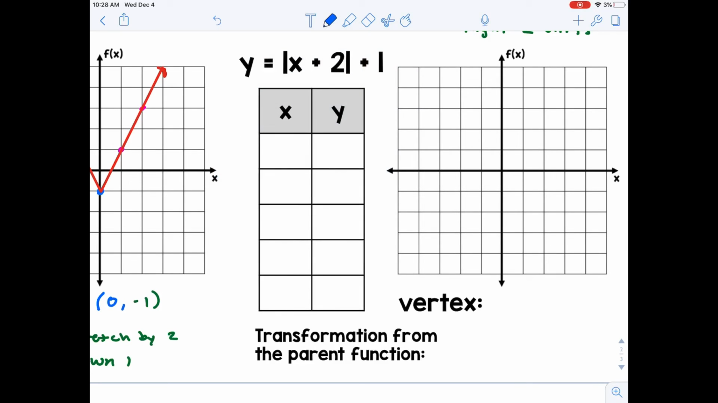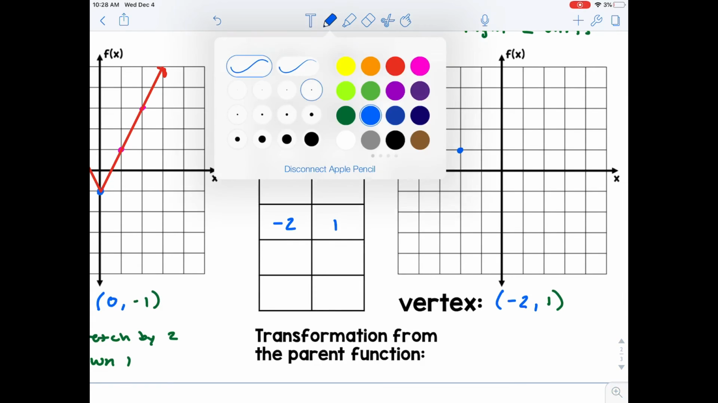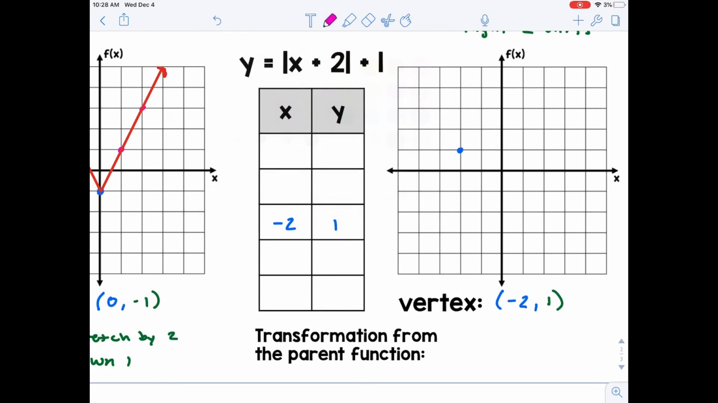Find the vertex first. Opposite for the x value, so that's a -2. And then the k value is 1. So my vertex is at -2, 1. Plot that right there. All right, going on each side of that vertex to get more points. After -2 comes -1 and then 0. Going further in the negatives, we got -3 and then -4.